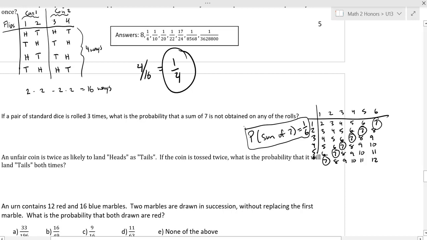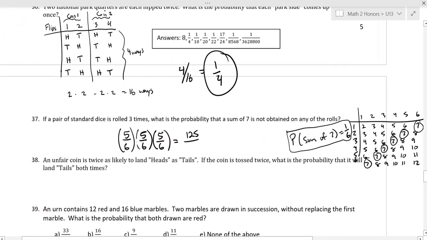So I'm going to do this 3 times. And I don't want a sum of 7. So the probability of not getting a sum of 7 would be 5 out of 6, because the probability of getting a sum of 7 is 1 out of 6. The probability of not getting a sum of 7 is 5 out of 6 for the first roll. And I don't want it for the second roll either, or second trial, or for the third trial. And so we get 125 out of 216.